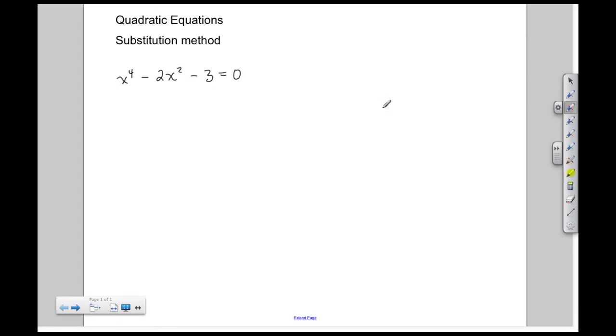In today's video we're going to solve an equation by making it quadratic, and we're going to do that by using a method called the substitution method. We begin here by seeing this equation is close to being a quadratic but not quite. So what we do is we'll take this x squared and we're going to substitute that for a value.